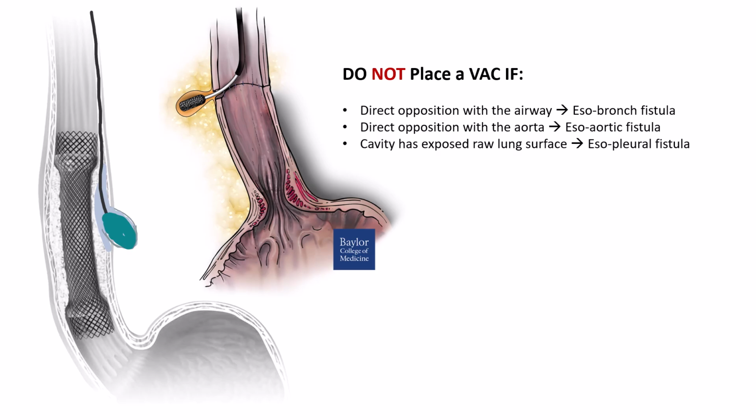Also, it is possible to place a vac sponge and then, over the vac sponge, to place a stent. But remember, there may be sealing issues at the proximal extent of this stent where the catheter is placed that extends to the sponge.